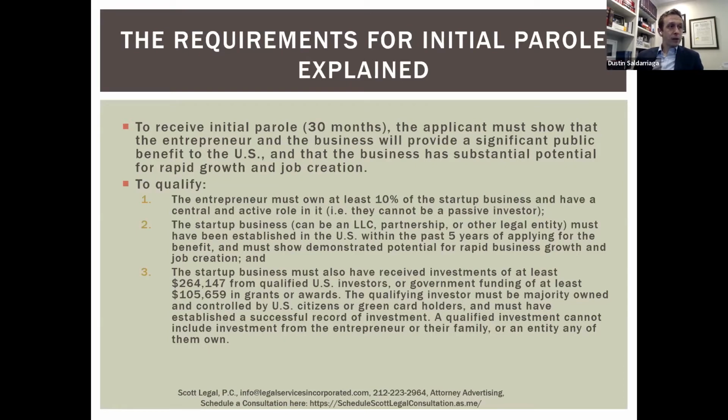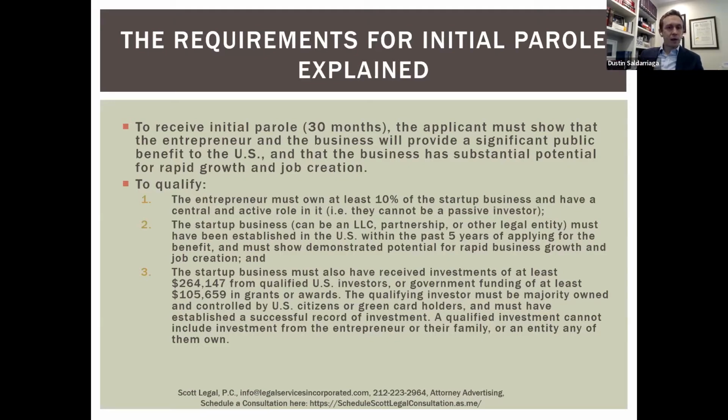And finally, this third piece, which is the piece I was talking about before, where even if you can't satisfy it, there might be a way to be approved. The startup business must have received investments of at least $264,147 from qualified US investors, or government funding of at least $105,659 in grants or awards. Now, what is a qualifying investor? That is US citizens, green card holders. They have to have an established track record of successful investments.